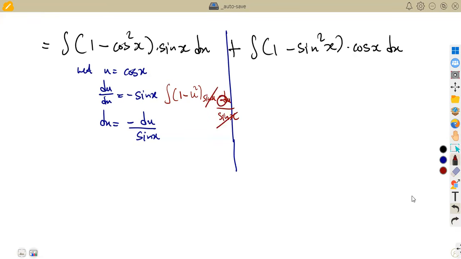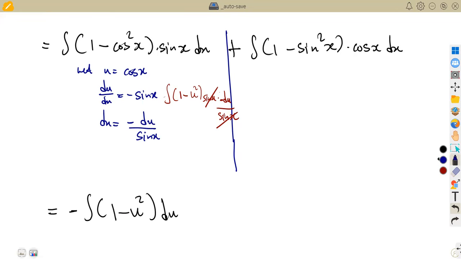And you take the minus, which is on du, out of the integral. So this whole part can be written as minus, taken out of the integral, and then you're going to integrate 1 minus u squared with respect to u.